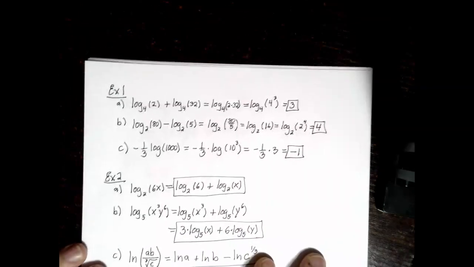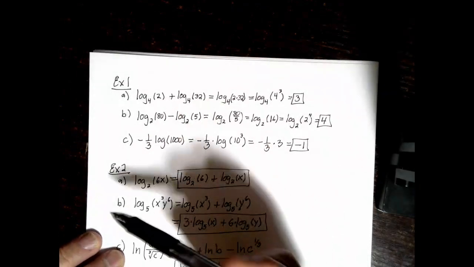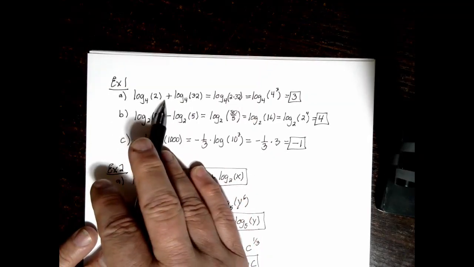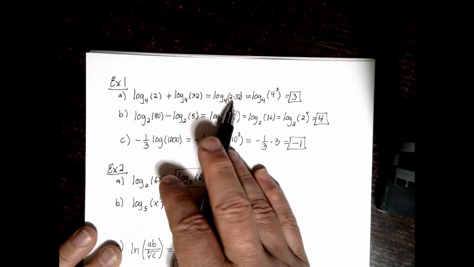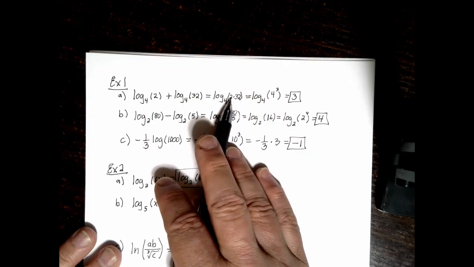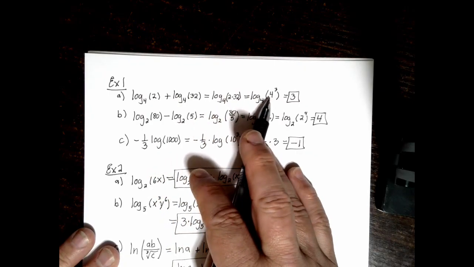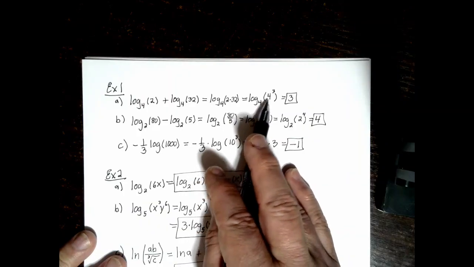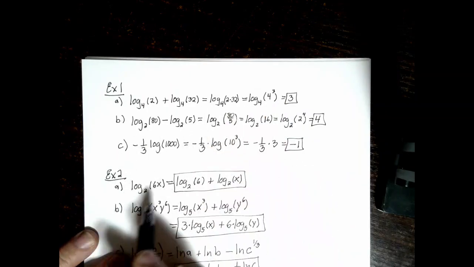Okay, so first one, example 1, says log base 4 of 2 plus log base 4 of 32. Well, you can write addition of two logs as log of multiplication. And 2 times 32 is 64. And we know 64 is 4 cubed. So these two match, so our answer is just the exponent.